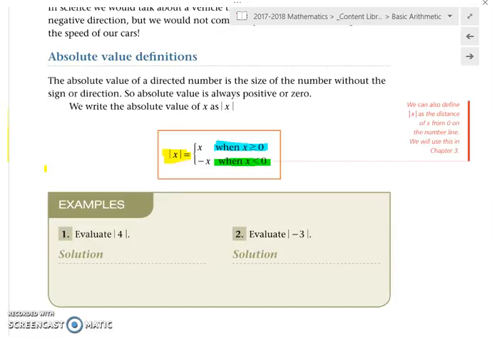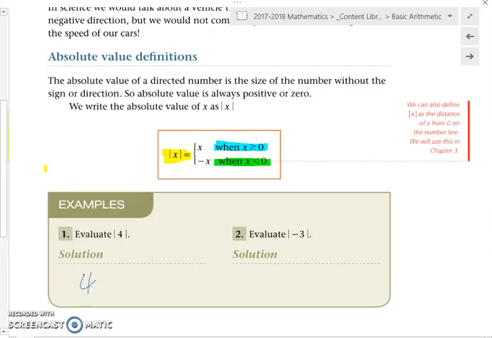All right, so what we've got is this first example. We're talking about absolute values. Evaluate the absolute value of 4. Once again, like I said, how far away is that from 0 is basically what it's asking. The answer is 4. Now, the next one says absolute value of -3.